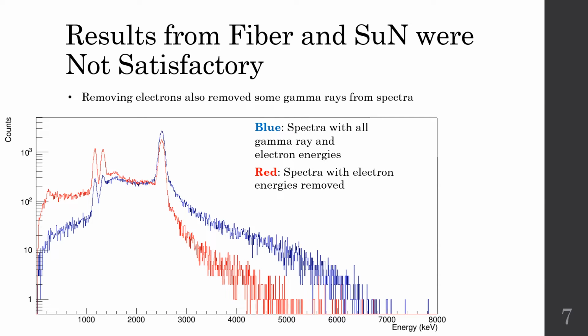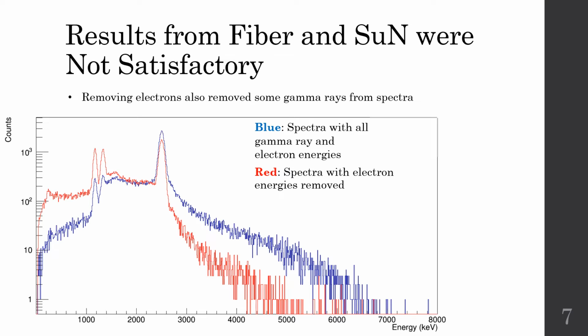So the results from attempting to remove electron energies from the energy spectrum using the Sun and fiber detector setup didn't yield satisfactory results. First, here the blue spectrum is the energy spectrum without the electron energies removed, and we can see there's the clear electron tail as well as a clear difference between the first two gamma peaks and that third summation gamma peak. And then the red spectrum was the attempt at experimentally removing electrons.